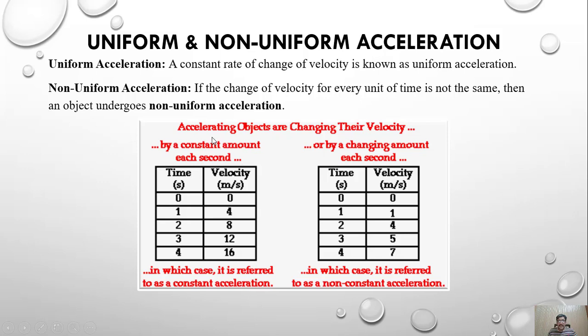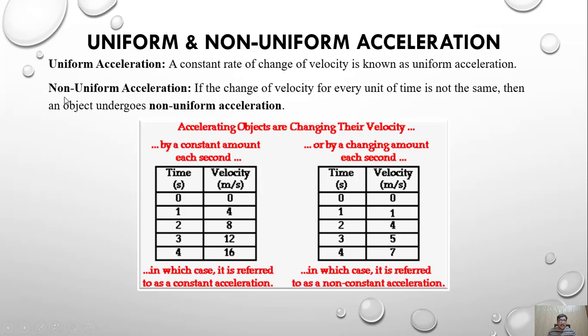Accelerating objects are changing their velocity. Initially it was 0 meter per second, then 4 meter per second, then 8 meter per second. After every 1 second, the speed is changing but constantly. So this is known as uniform acceleration.